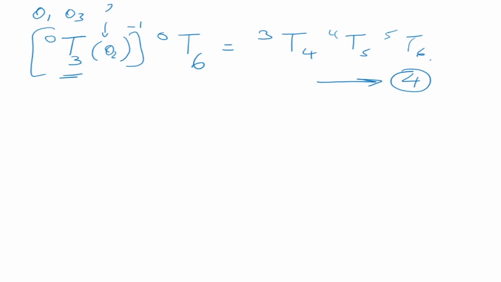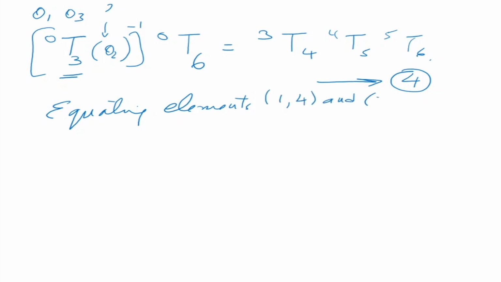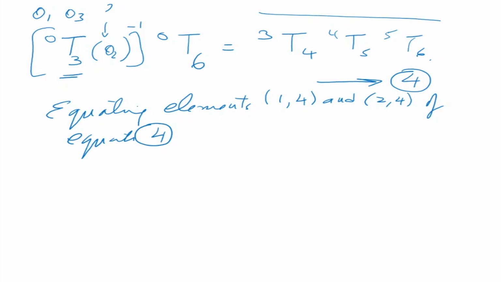Okay, now equating elements 1, 4 and 2, 4 of equation 4. So this is my equation 4. We know what this side is. We just wrote it some time back. We know what this side is. We know this matrix. Okay, so we know we can take its inverse. Theta 1, theta 2 is already known. So if we do this, we take the 1, 4 element and 2, 4 element of this equation.